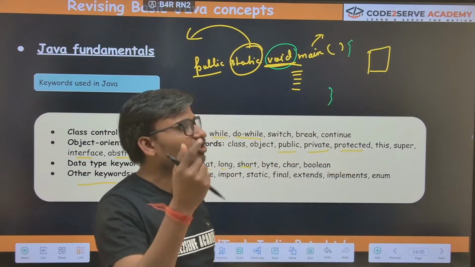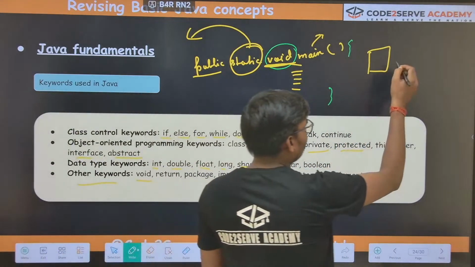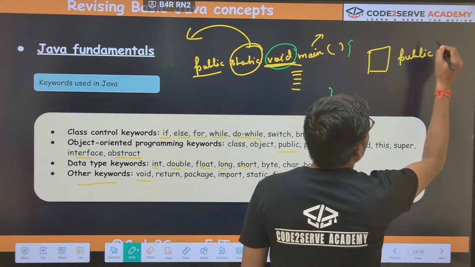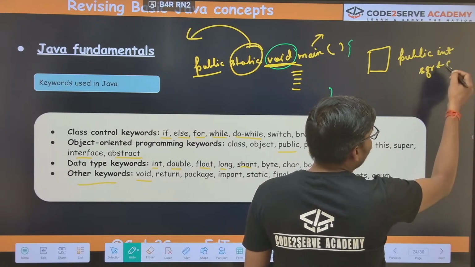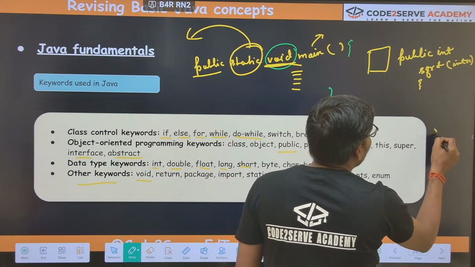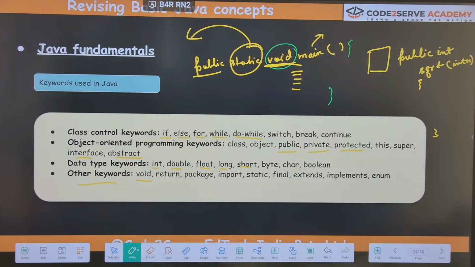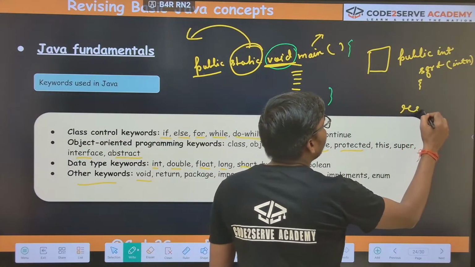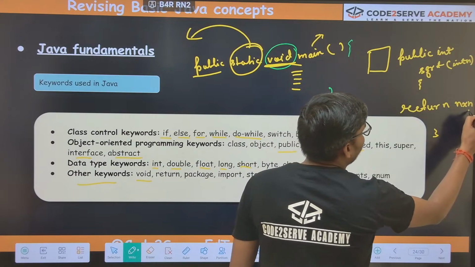Suppose you write any function this way, suppose public int sqrt. If you give some number, suppose int n, and for this n you have to return the square of that number. That means you have to return the square form of that number. So generally what you will write is return n into n. Got my point?